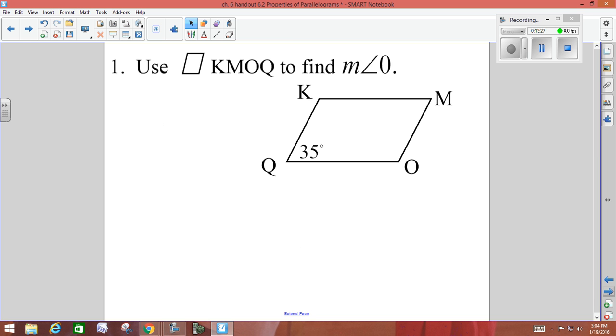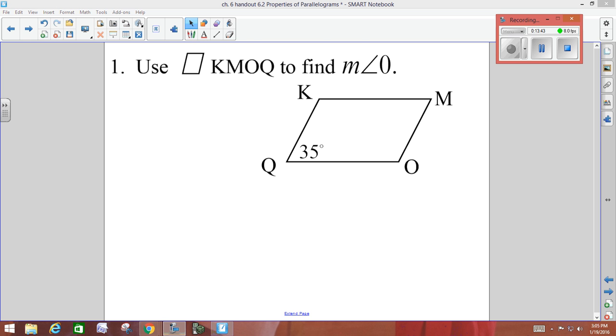Cool. Let's put this into action here. Number one on the top of the back side, sorry about that. Use parallelogram KMOQ to find the measure of angle O. Since it's a parallelogram, you can mark things on your picture to help you remember that, just like when you're doing proofs. Parallelogram means that the opposite sides are parallel. Then we just listed three or four properties of parallelograms. What else do you know about them?